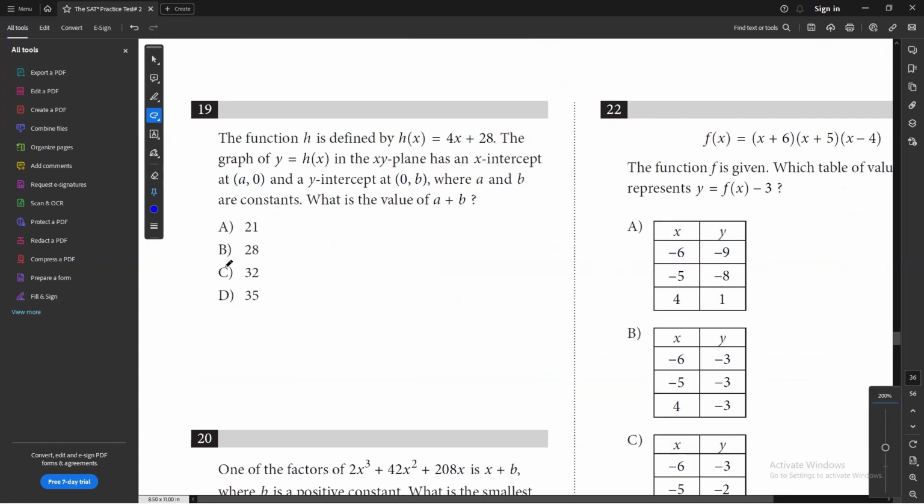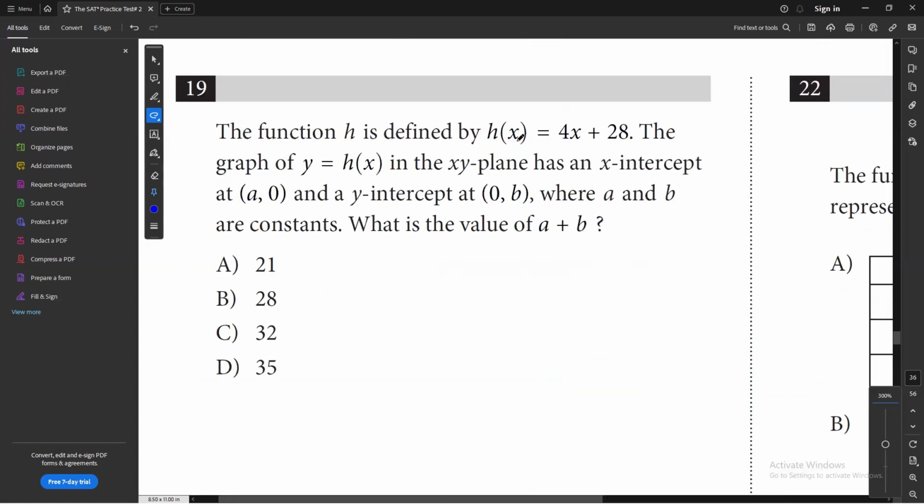Question number 19. The function h is defined by h of x equals 4x plus 28. The graph of y equals h of x in the xy plane has an x-intercept at (a, 0) and a y-intercept at (0, b), where a and b are constants. What is the value of a plus b? This is a very simple question. So we basically have our function, which is h of x equals 4x plus 28.